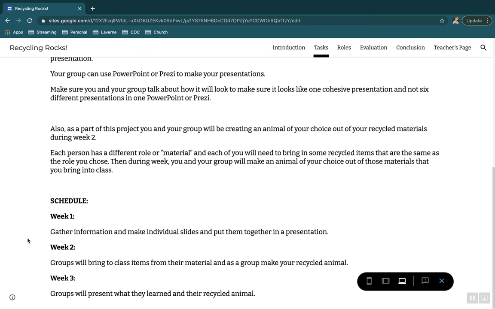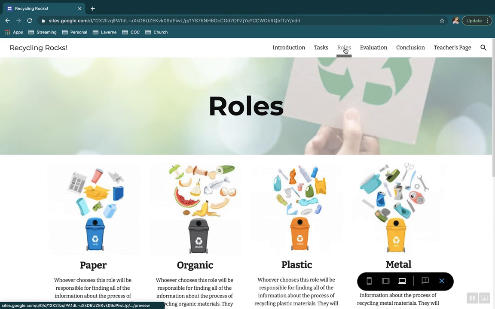So at the bottom of this page, I have a schedule just saying that in week 1, week 2, and week 3, what they need to do. And in week 3, as a group, they will present what they've learned, and they will also present their recycled animal. So next, the students will move on to the roles page.